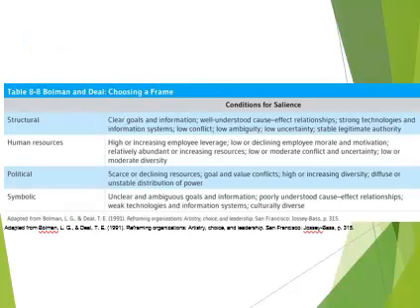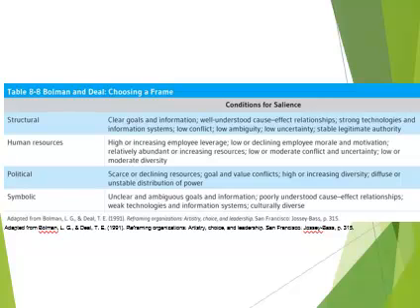So within the Bolman and Deal model, you need to choose a frame, and often these frames work together. So structural is when you need to set clear goals and have information that is communicated to others, a well-understood cause and effect relationship, technologies and systems that are in place, low ambiguity and low uncertainty. Within human resources, you need to have high employee leverage. You use this when there is low to moderate conflict or low to moderate diversity.